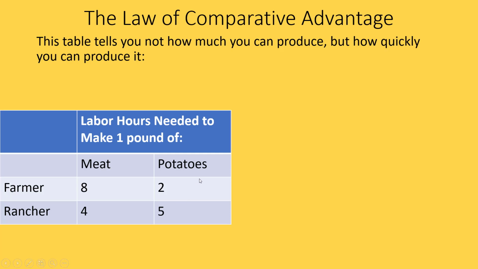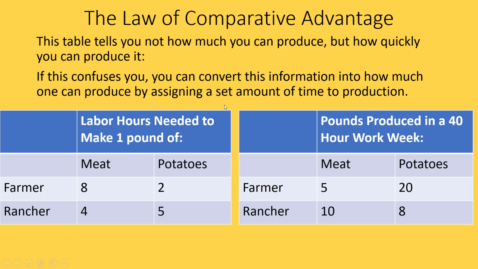So if looking at the table and it says the labor hours needed to make 1 pound of, if that starts to confuse you, then one way that you can get around this is convert it to the amount produced in a given amount of time, right? So again, if this confuses you, you can convert this information into how much one can produce by assigning a set amount of time to production. And I would just choose an amount of time that all four of those numbers can divide evenly into, right? So for example, you can divide 40 by 8, 2, 4, and 5 and get whole numbers.